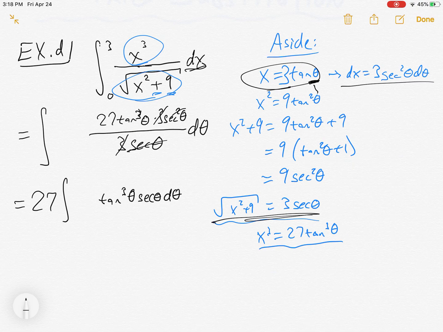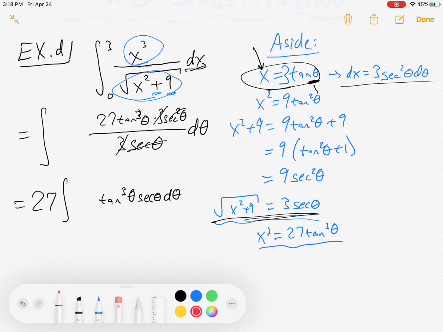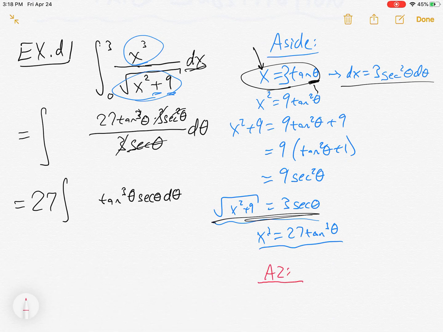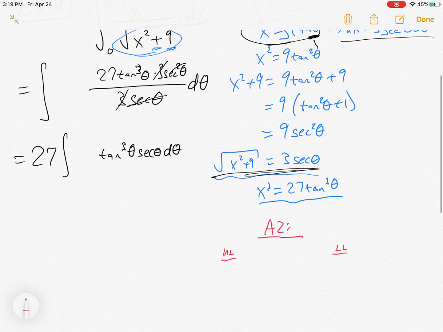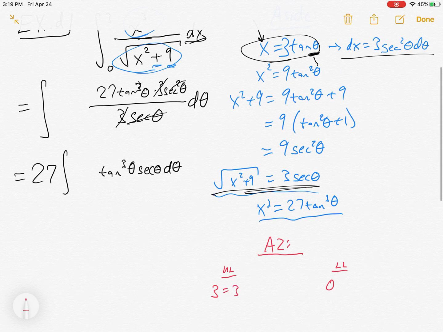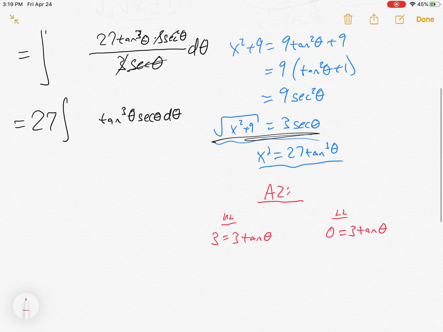Okay, let's talk bounds. So the bounds were 0 to 3. Well, what we've done in the past is you look at your connection statement and you plug in your 0 and 3 right there, right? But 0 and 3 are x bounds, so I need to plug them in for x. So let's actually make a separate step for that. Call this aside 2. We're going to describe our upper limit and our lower limit. Let's do that off the side here. The upper one has a 3, the lower one has a 0. Those are the x. So it's going to be 3 equals 3 tangent theta, and 0 equals 3 tangent theta.